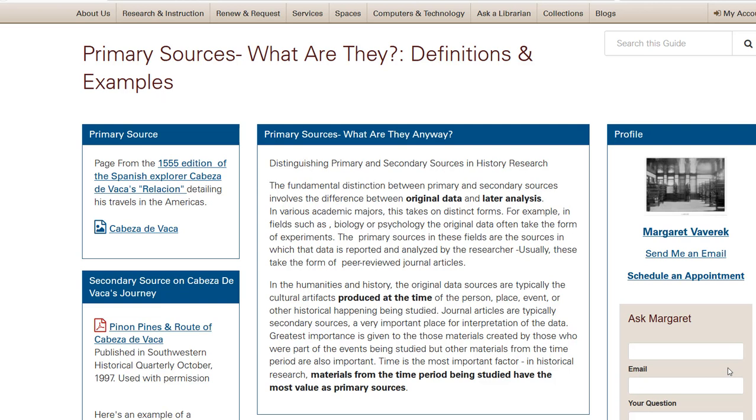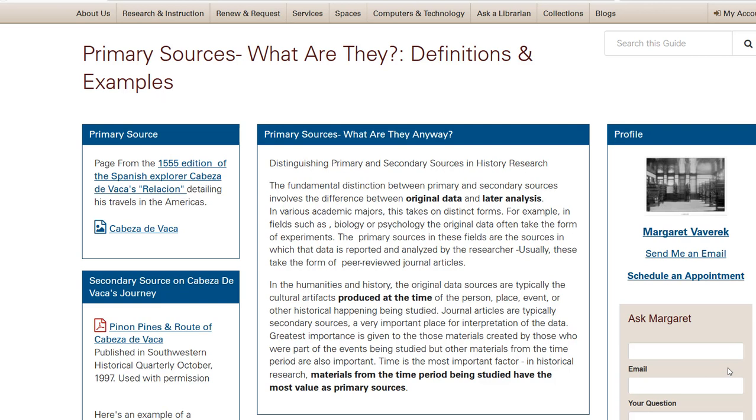For example, in scientific fields, primary source data often result from experiments done by researchers. That data is then reported and analyzed by the researcher involved with those experiments. Usually, these reports take the form of published journal articles.